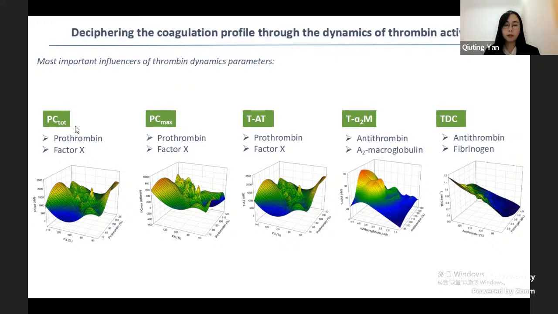And finally, we found that prothrombin conversion, either PC total or PC max, mainly depends on the prothrombin and factor levels, and thrombin and antithrombin complexes depend on the prothrombin and factor levels also, and the thrombin and alpha-2-macroglobulin complexes depend on the antithrombin and alpha-2-macroglobulin levels, and the thrombin decay constant depends on the antithrombin and the fibrinogen levels.